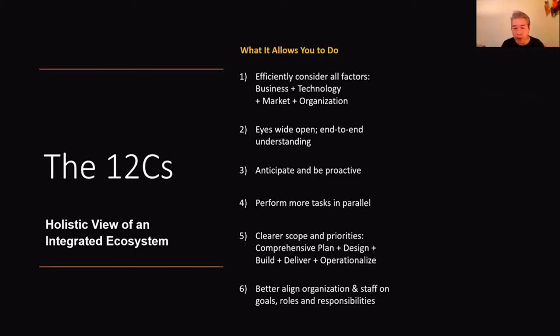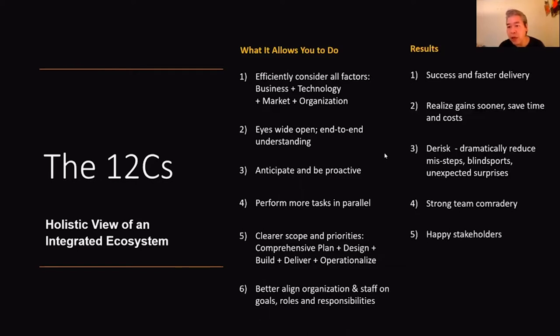And so by doing all of this, you have a clearer scope and you can clearly define your priorities and put together a plan that goes all the way through design, build, deliver, operationalize, and execute on that very effectively, again, because you've mapped it all out. And it also allows you to align your organization and your staff on what they're doing and what their roles and responsibilities are. So there's clarity at the beginning and no surprises as you move through the initiative. And so the results are success and faster delivery, okay? Because again, you're looking holistically and you're doing more things in parallel.